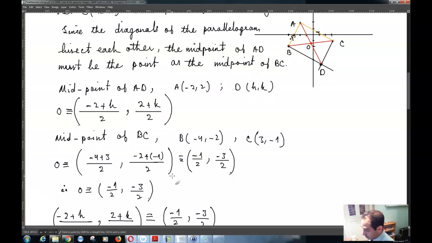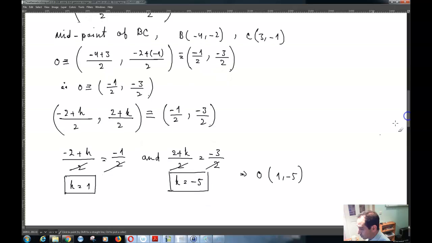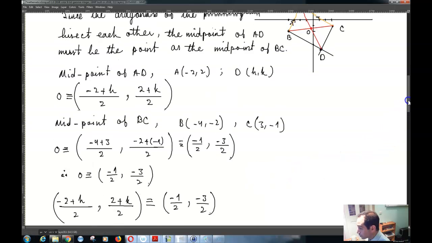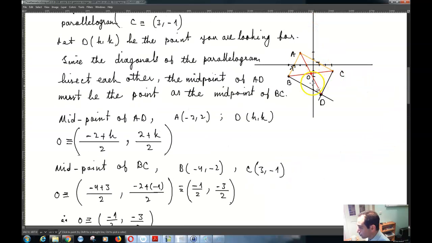Well, I think that the solution that they have over here is somehow wrong. And I have gotten this solution here, which is not O, but D. The coordinates of the point D are 1, negative 5, and it does make sense. I mean, this seems to be a parallelogram.